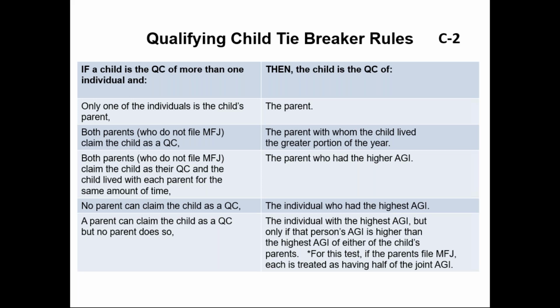So the second situation would be if both people trying to claim the child are parents, and they have to put in here that they're not married filing jointly, which would show up on the exact same return.